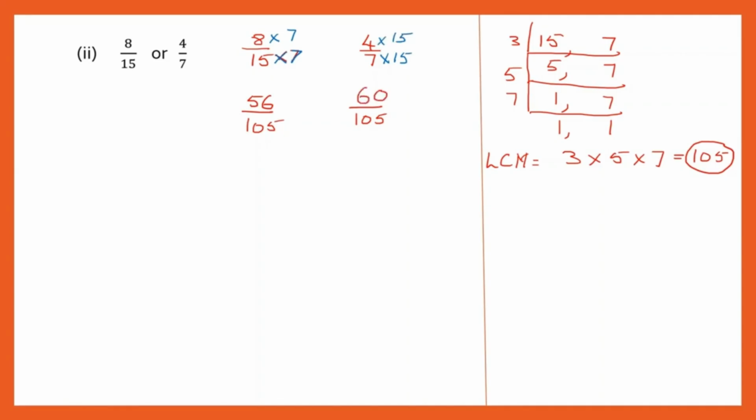So now we have two like fractions and 56 is smaller than 60. That means this fraction 8/15 is smaller than 4/7. Let me write that down. 8/15 is smaller.